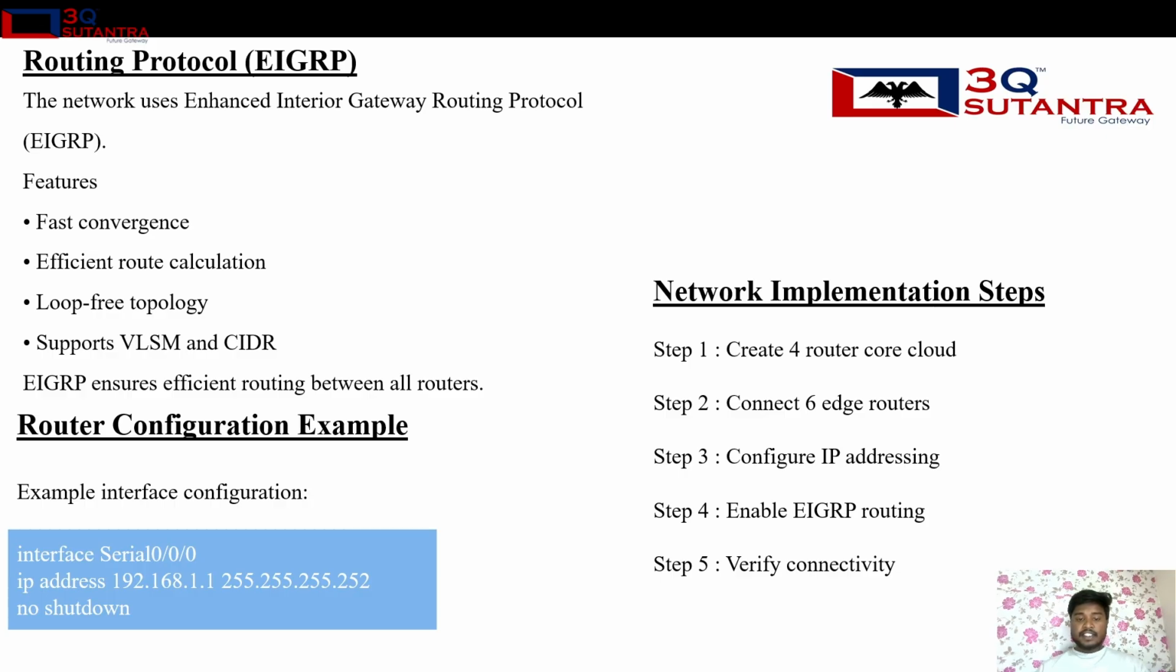The brain is EIGRP. What is EIGRP? It's a routing protocol that tells the data which way to go. It's very fast at finding a new path if a connection fails, and it prevents data from getting stuck in loops. Setting it up involves a five-step process: building the core, connecting the edges, addressing, enabling the protocol, and testing.